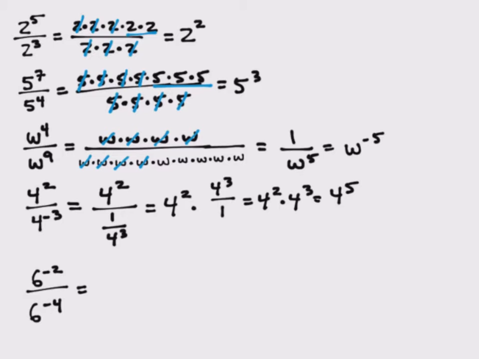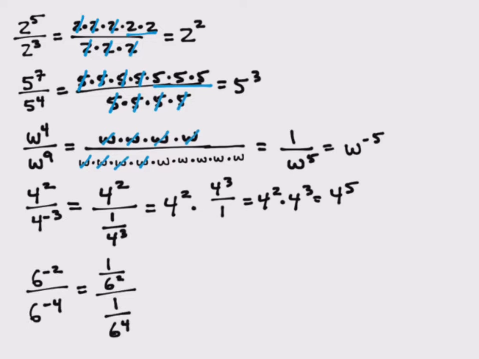Now in theory, all we'd have to do is subtract negative 2 minus negative 4, which is the same thing as negative 2 plus 4, which is 2. So in theory, we should end up with 6 to the second power. But again, let's go ahead and do this one thoroughly and see what happens. First things first, let's just rewrite both of these as fractions so that we have positive exponents. All right, so we've got the fraction 1 over 6 squared divided by the fraction 1 over 6 to the fourth. This is no problem.